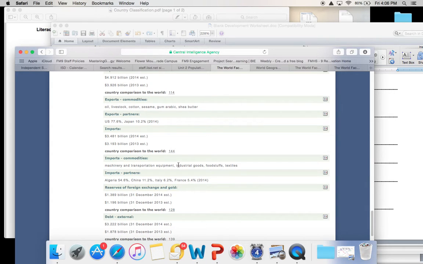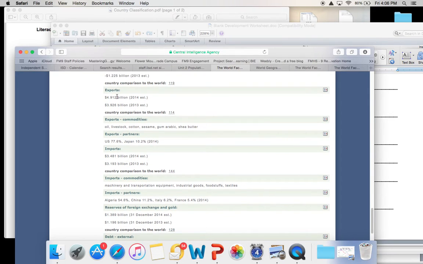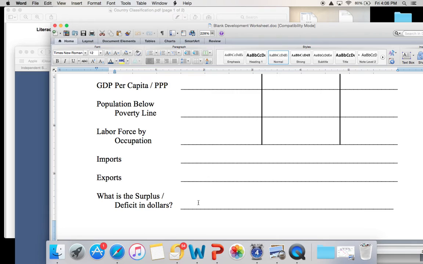Okay, for that deficit or surplus, you're going to look at the actual number. We lose money on imports because we're having to pay for things. So you're going to take the number in exports, in this case 4.9 billion, and you can estimate, okay, 4.9, rounded down or up, and subtract 3.5 from it to get you a round, easy number, okay? You subtract the imports from exports. If you end up with a negative number, then that means you've got a deficit, okay? And that's what you would put here. What's the surplus or deficit in dollars? In Chad's case, it would be 1.4 billion deficit, and that's all you would write here.